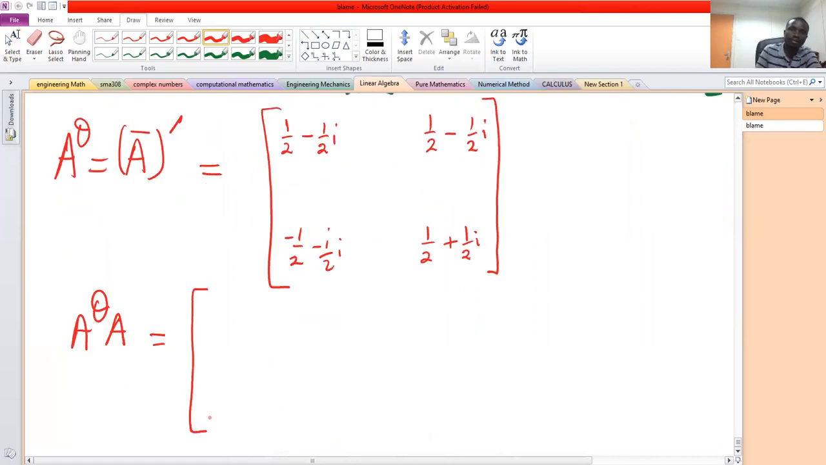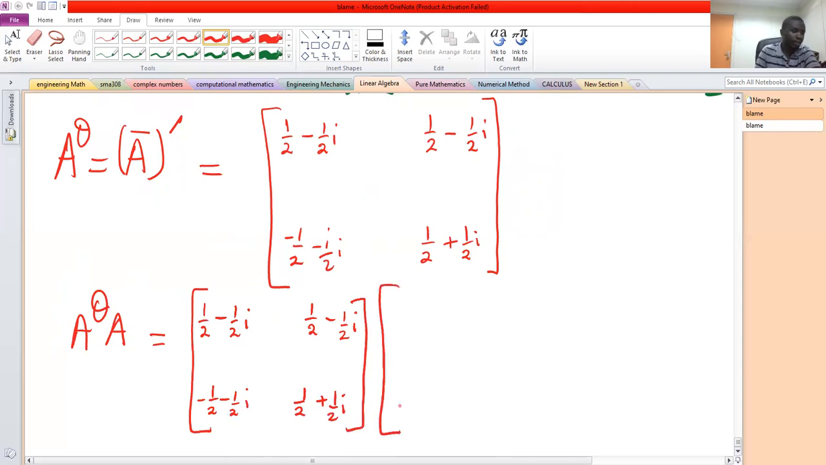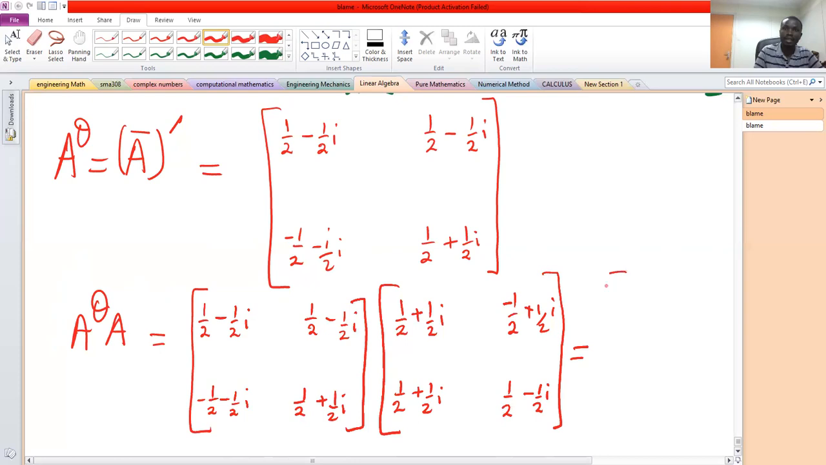So we'll have a half minus a half I, a half plus a half I, negative a half minus a half I, a half plus a half I, times the matrix A itself, which was a half plus a half I, negative a half plus a half I, a half plus a half I, and then a half minus a half I. So if the product here gives us an identity matrix, then it's true that the matrix given is unitary.